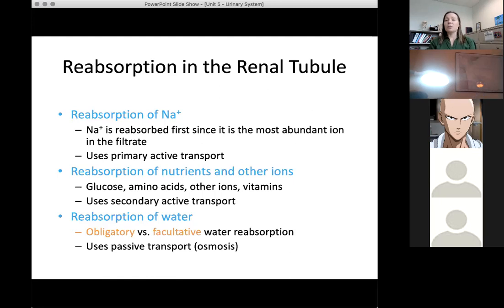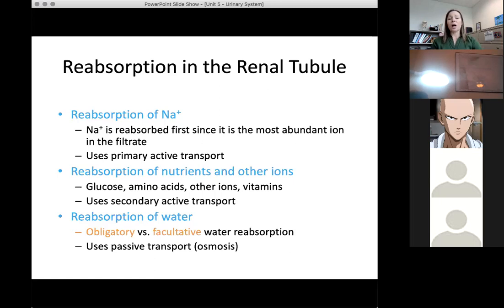Then there's reabsorption of other ions and nutrients like glucose. Other solutes get transported out of the filtrate at the same time as sodium, also using active transport. These other solutes include other ions like potassium, chloride, vitamins, amino acids, and glucose. Those things will always get reabsorbed too. And another thing that definitely gets reabsorbed is water. Water gets reabsorbed through osmosis, which is a passive process where water diffuses from where there's more of it to where there's less. So it just goes from the filtrate back into the blood.